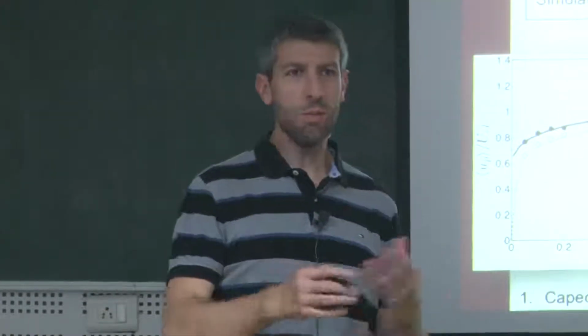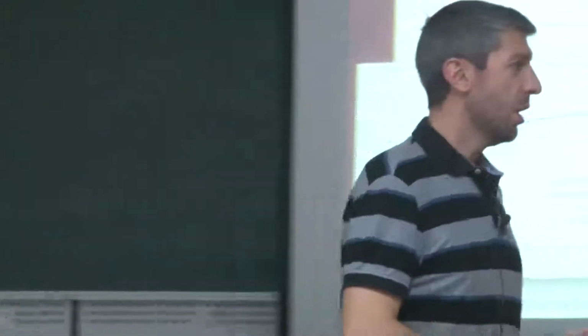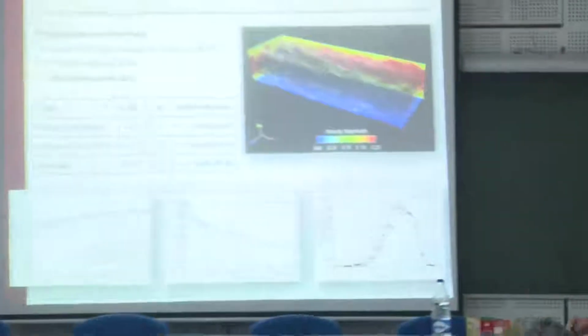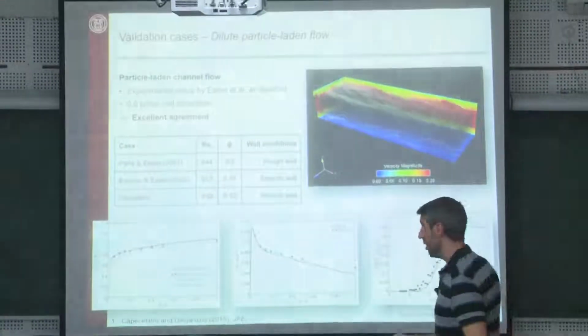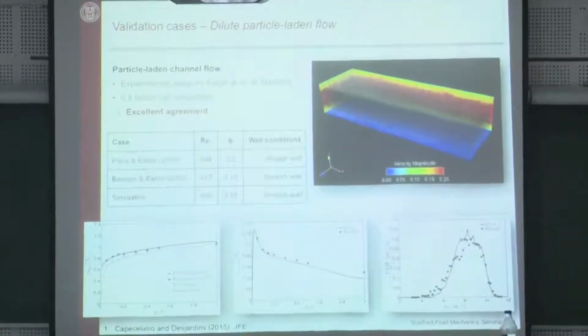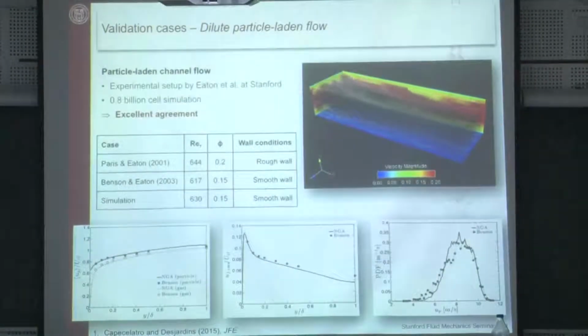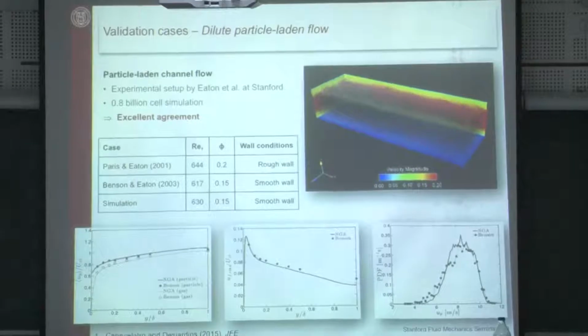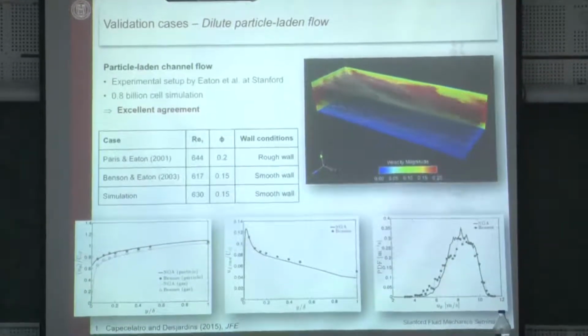So we can't really make this argument anymore. So we were worried about what was going to happen, but we were eager to look at that. So we looked at a set of experiments that have been conducted by John Eaton at Stanford during the late 90s and early 2000s.